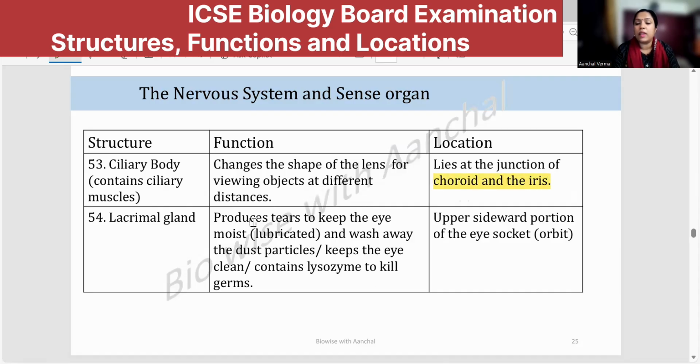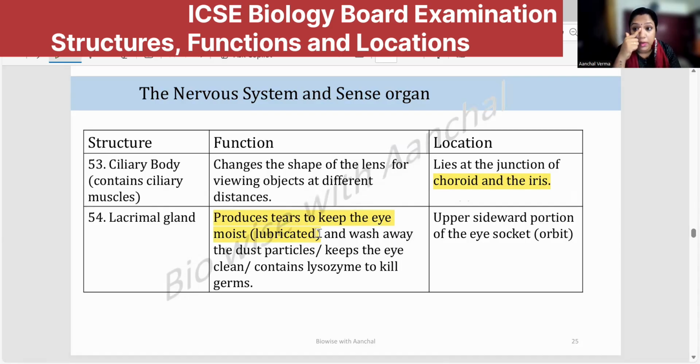Okay. Lacrimal gland, that is to get tears. It produces tears to keep your eyes moist and lubricated. It washes away dust particles. It also contains lysozyme to kill infection germs. So it also protects your eyes. And where is it present? It is present here, that is your upward portion of the eye socket. This is your eye socket. So here it is present. That is your lacrimal gland.